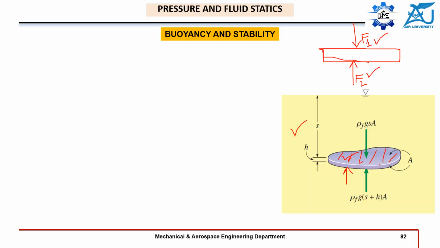F2. F2. Who said that? Kindly, please tell me your name. Afan Mahmood. Hassan. Okay. Afan.